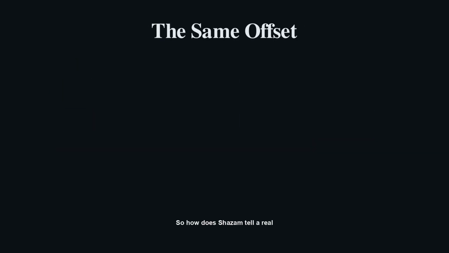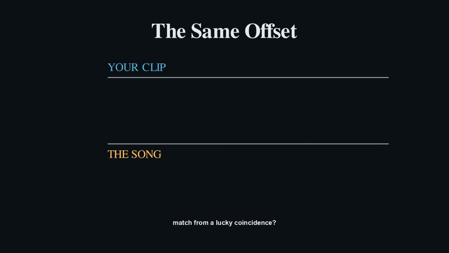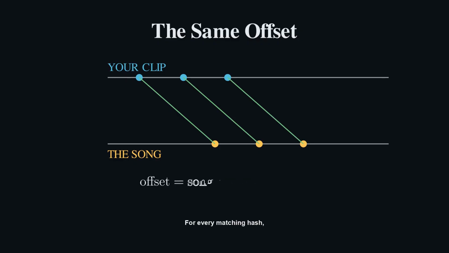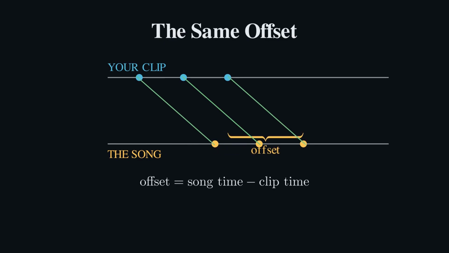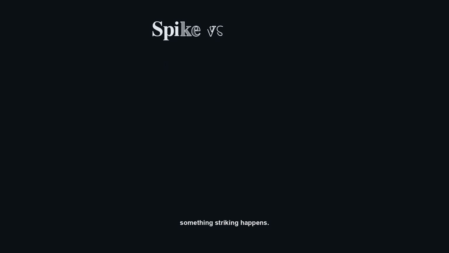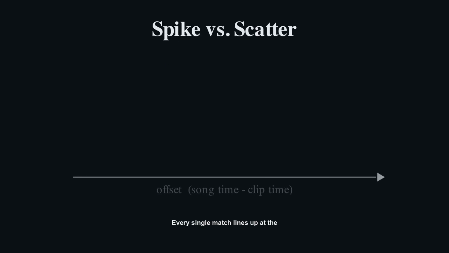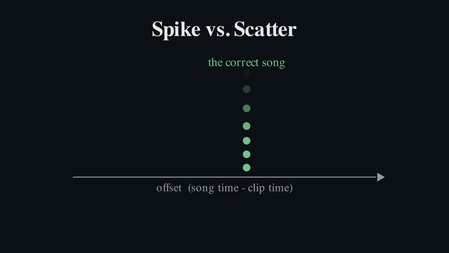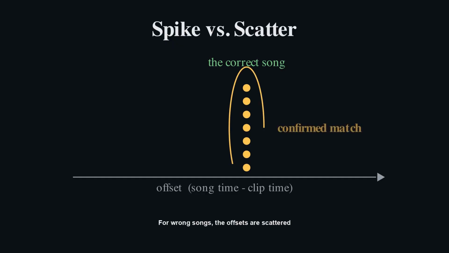So how does Shazam tell a real match from a lucky coincidence? This is the clever final step. For every matching hash, it calculates an offset. The offset is the song's timestamp minus your clip's timestamp. For the correct song, something striking happens. Every single match lines up at the same offset. Because your clip really is a slice of that song, played at one consistent point in time. For wrong songs, the offsets are scattered randomly. The right answer makes a sharp, tall spike.